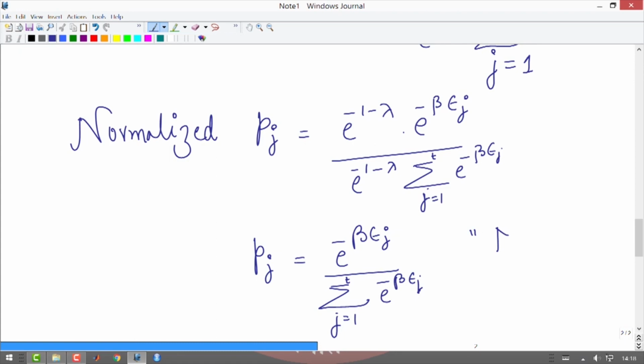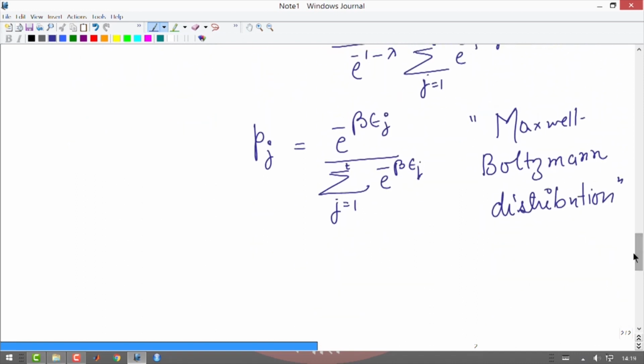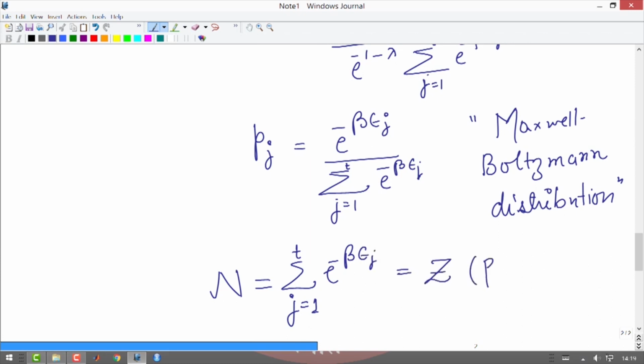And this is nothing but, if you say that beta is 1 over kT and the Ej's were nothing but the energy levels of the jth state, then this is nothing but the Maxwell Boltzmann distribution, where our normalization constant is also known as a partition function. So, in some sense this is like a partition function for your problem, which depends on beta. It does not depend on energy levels per se, because they are summed over all the levels. So, that is gone, but the parameter here is beta.